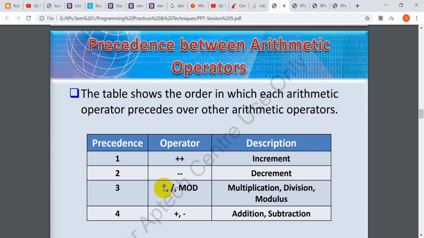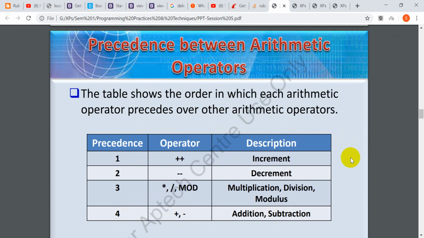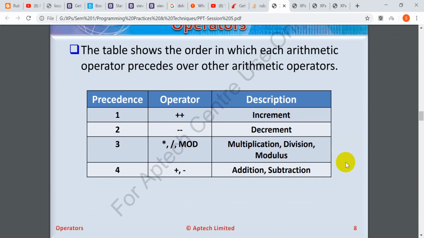So this is arithmetic precedence. If you have plus plus, that's increment. Second, minus minus is decrement. Then third, you have multiplication, division, and modulus. Then fourth is plus and minus. So you see here, the table shows the order in which each arithmetic operator takes precedence over the others. So here, you start with increment, then followed by decrement, then multiplication, division and modulus, then plus and minus.